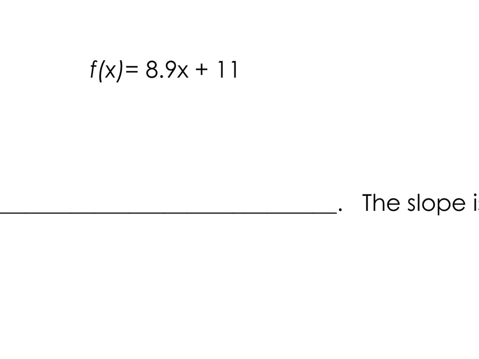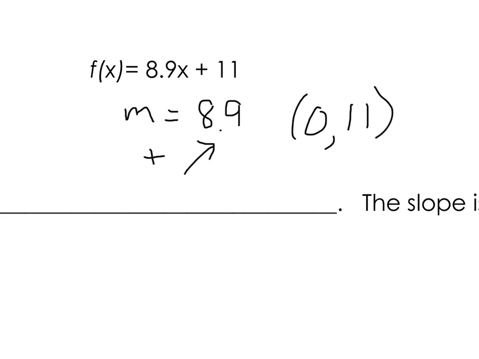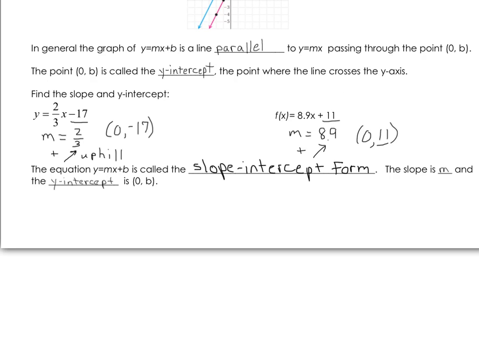f of x equals 8.9x plus 11. What is the slope? It's the number that's in front of the x, 8.9. That's positive, so once again, this line will be going uphill if you draw it from left to right. What is the y-intercept? It is the point (0, 11). Whatever the number is at the end, that's what goes in the y-intercept. The equation y equals mx plus b is called the slope-intercept form. The slope is m and the y-intercept is (0, b).